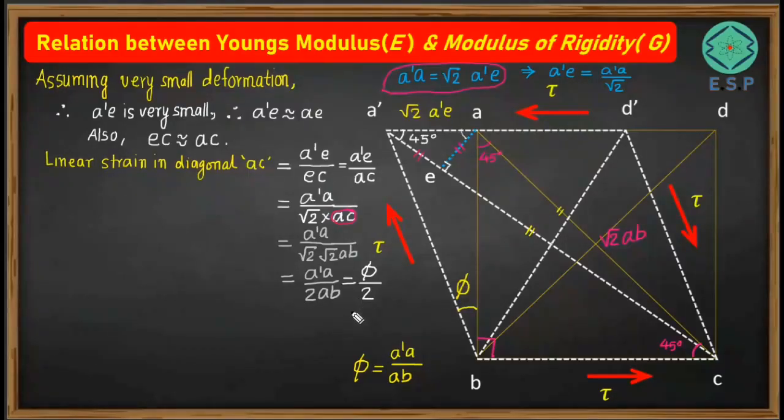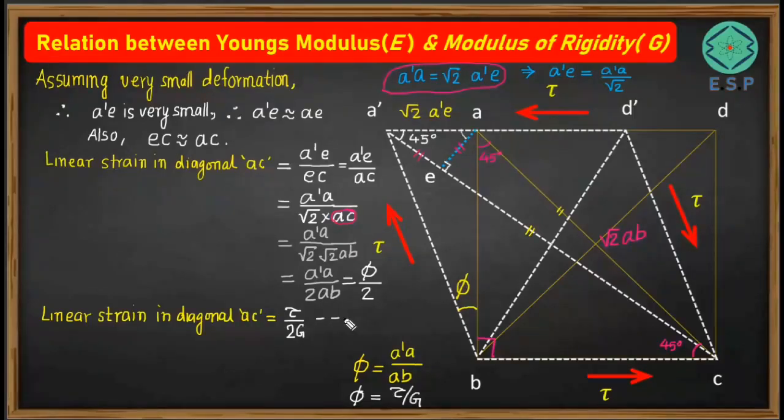We can further simplify this because we know that the shear strain is nothing but shear stress divided by modulus of rigidity. Okay, by Hooke's law. This already we know. So this also can be simplified further. So I'll get the final expression as linear strain in diagonal AC is nothing but, instead of phi, I'll write down shear stress by G. So we'll get shear stress by, and 2 is here, 2G. This is the first expression I got, friends. Very simple expression. Okay. So I got linear strain in diagonal AC with the help of geometry as shear stress divided by 2G. G is called modulus of rigidity. Okay. This is one way of finding out the linear strain in the diagonal.